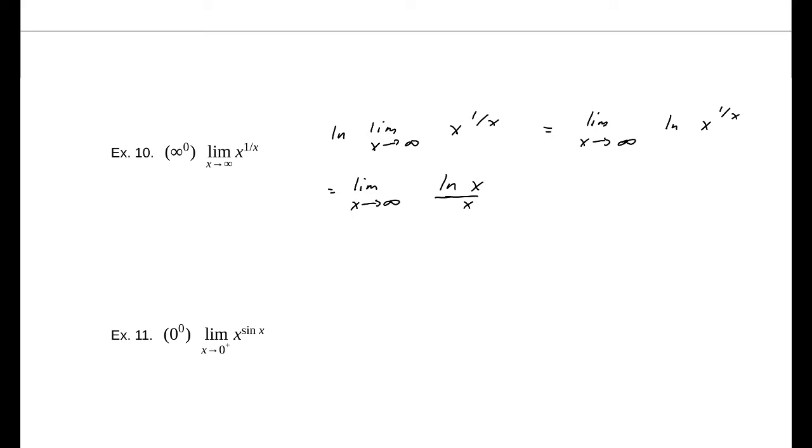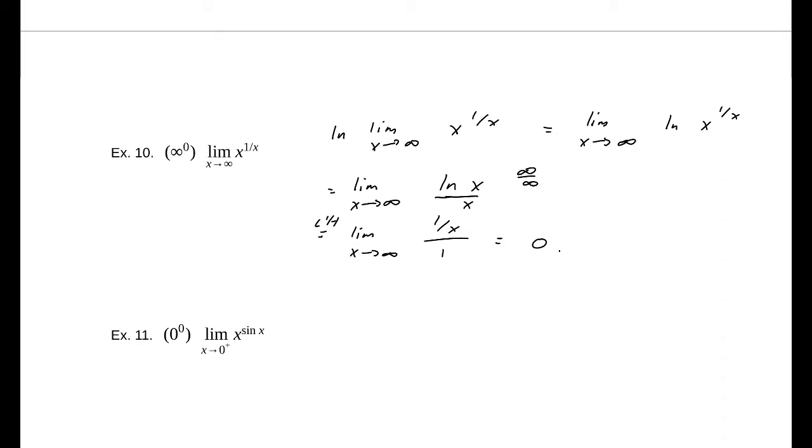Now, as x approaches infinity, this is an infinity over infinity case. So if we apply L'Hopital's rule at this point, the limit as x approaches infinity of 1 over x over 1, and that limit is going to be 0.